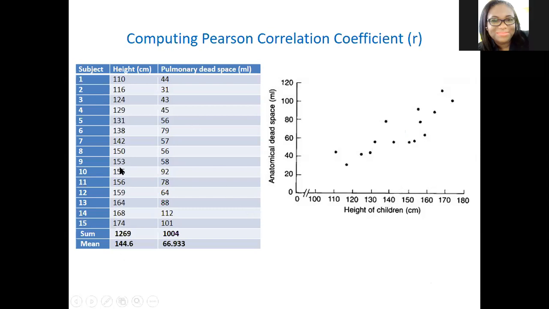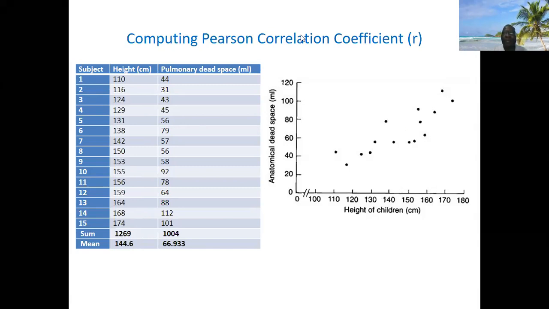So let's say these are the values 1 to 15. There are 15 children, and these are their heights in centimeters. This is the sum of the 15 heights, and this is the mean. If you add everything together and divide this sum by 15, it gives you this mean. The same thing with the pulmonary dead space. Each of them has its own pulmonary dead space, and this is the sum.